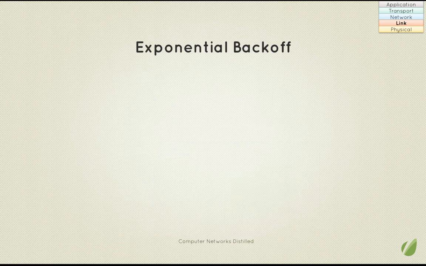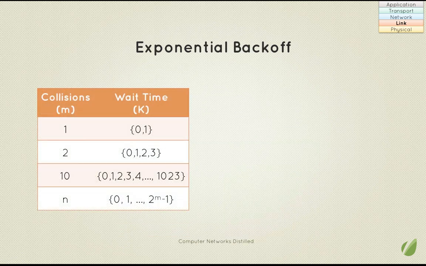Let's explain this exponential backoff phase a little bit better. Backoff uses two variables, m, which represents the number of collisions, and k, which is going to be the wait time. The algorithm keeps up with how many collisions have occurred. After one collision, the wait time will be between 0 and 1. After two collisions, that'll be a number between 0 and 3. After 10, it'll be a number between 0 and 1023. So you can see that the wait time may expand exponentially as more and more collisions happen.